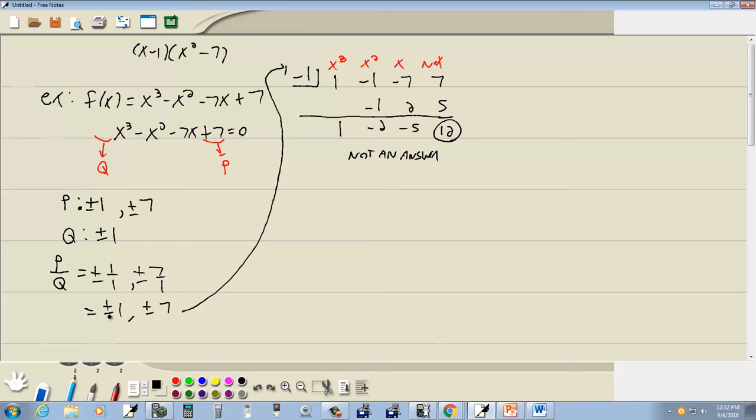So let's go to our next one. That was negative 1. Let's look at positive 1. So you just start going through your list, trying all of your different answers, or all your possible answers, I should say.